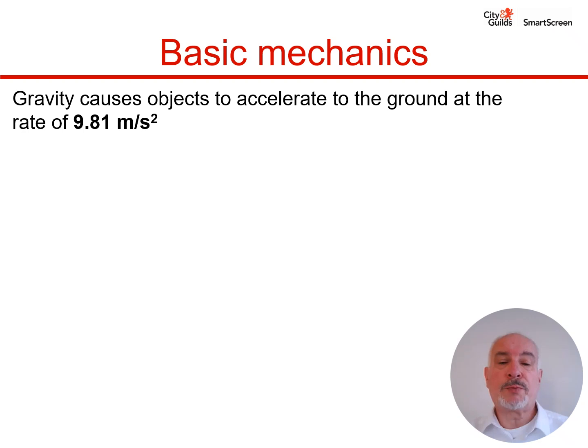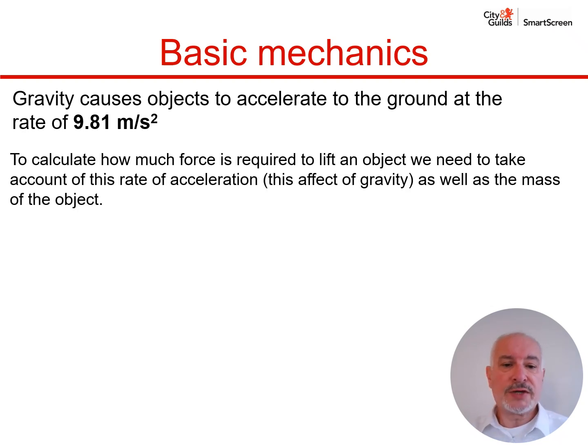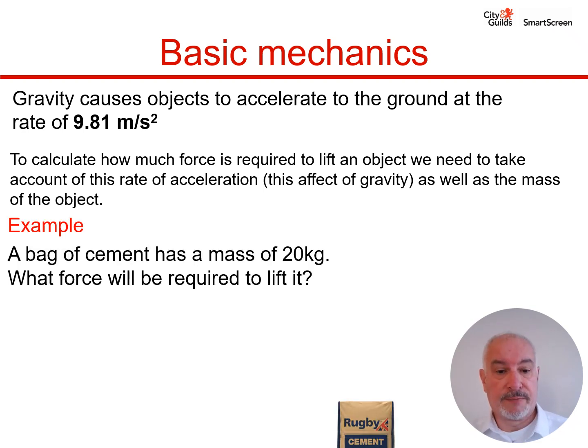And gravity causes objects to accelerate to the ground at the rate of 9.81 meters per second squared. So to calculate how much force is required to lift an object, we need to take account of this rate of acceleration, this effect of gravity, as well as the mass of the object.